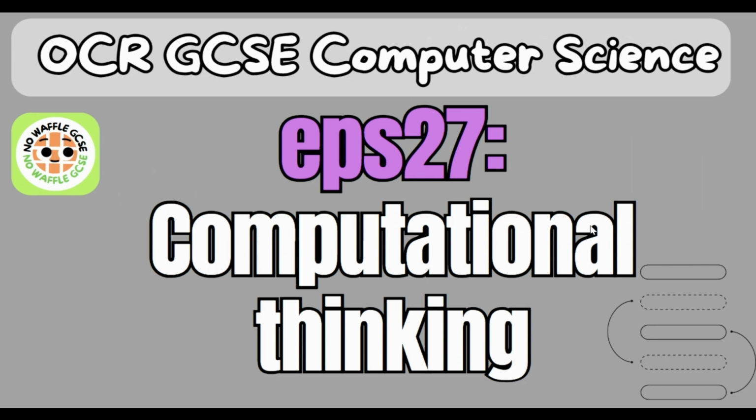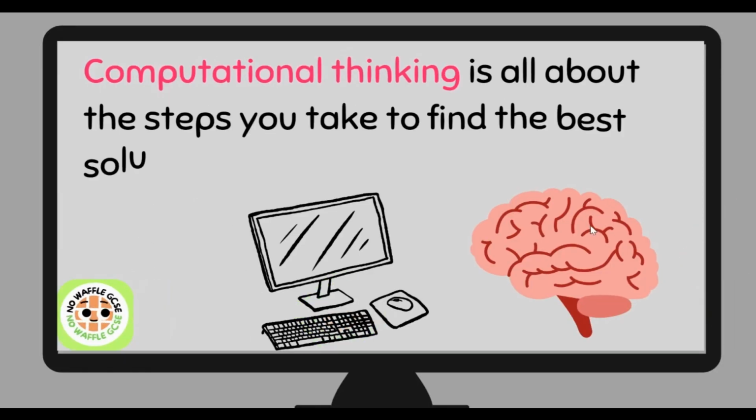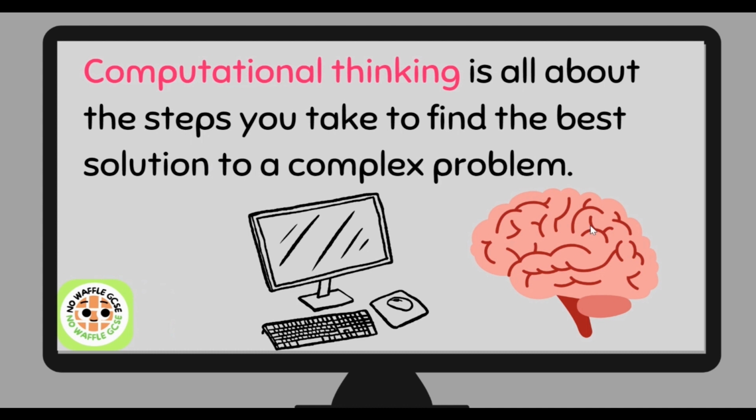OCR GCSE Computer Science, Episode 7, Computational Thinking. Now, computational thinking is all about the steps that you take to find the best solution to a complex problem.